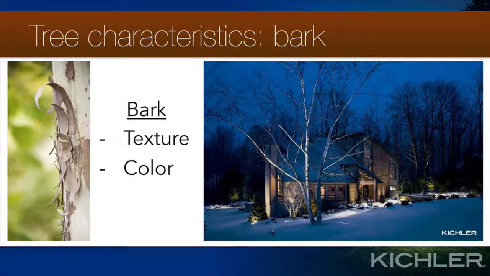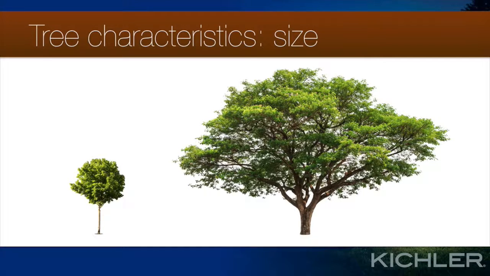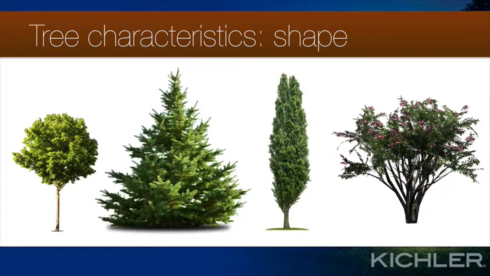First, bark. The 2 key variables with bark are texture and color. Ornamental trees with textured bark surfaces can create dramatic effects when grazed by accent lights. Distinctive bark colors, like the white bark of birches, are often good to highlight in a landscape lighting plan. Tree size will naturally affect the lumen output of the fixtures you are choosing. Take note, evergreen trees tend to absorb more light than deciduous trees. So, plan the number of fixtures and the lumen output of each fixture accordingly. Tree shape will affect the beam spread you choose for the application.